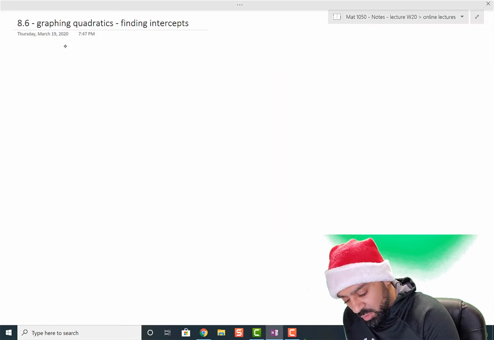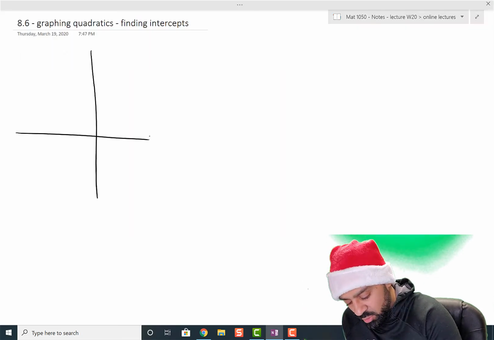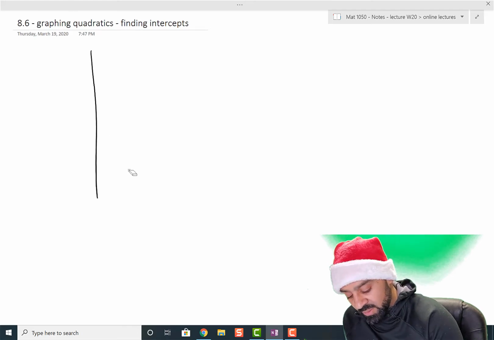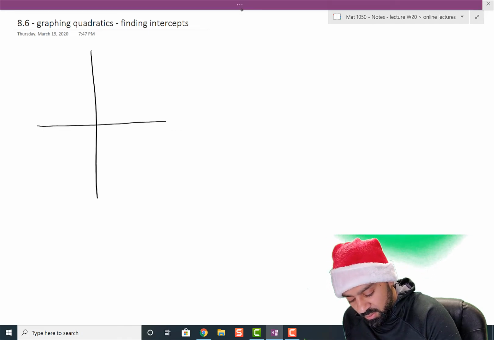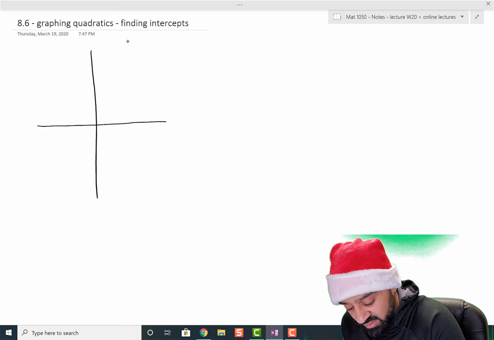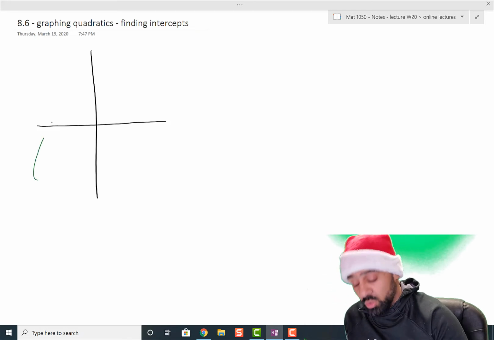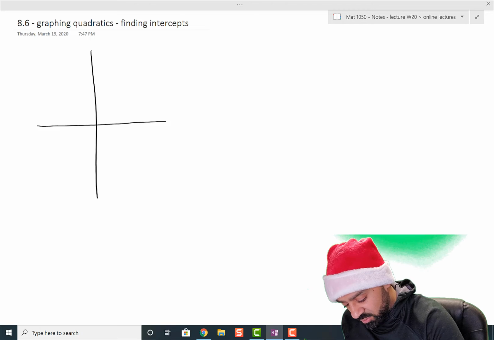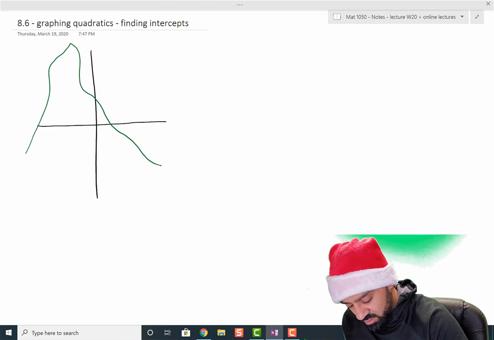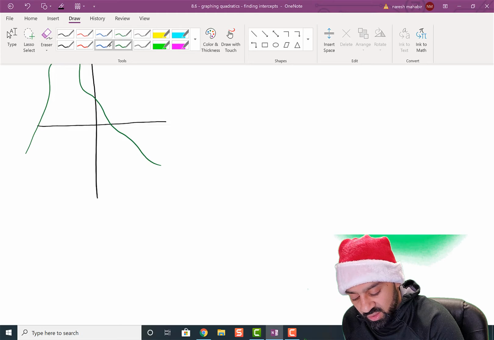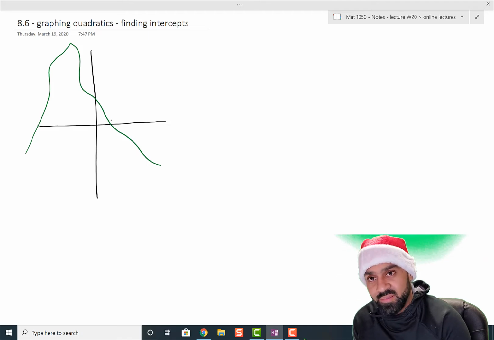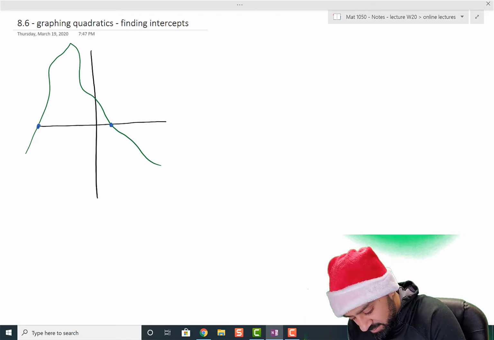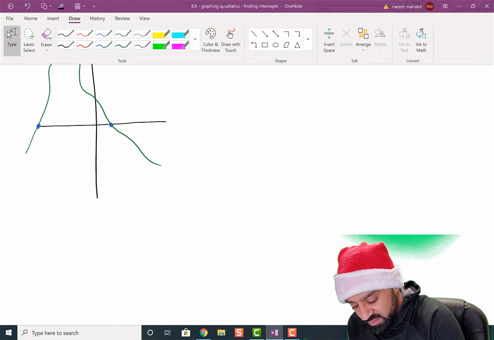So there are two types, X and Y intercepts, and why are they called intercepts? I'm just going to draw a squiggly looking graph. My graphs are awful. Drawing a straight line is not easy. I don't care what a graph looks like. There are always going to be places where it crosses the two axes, which is the x-axis and the y-axis. I'll make the y-axis red.